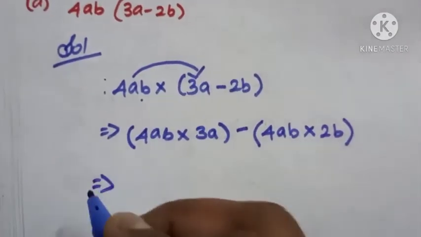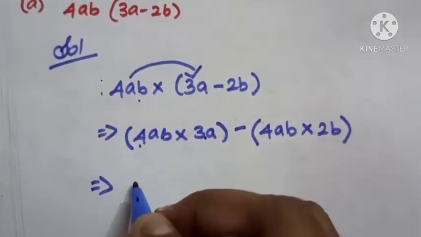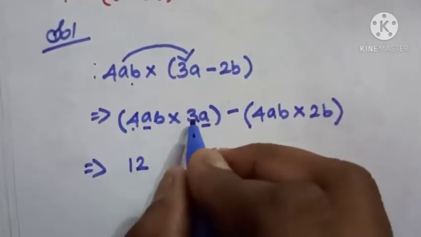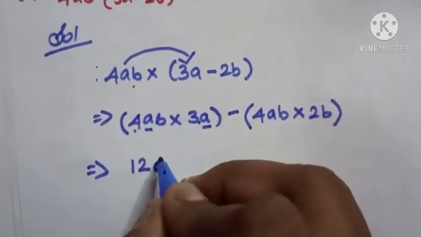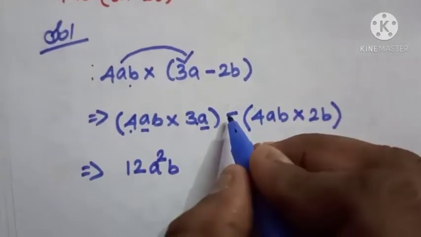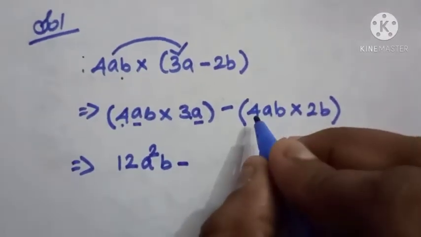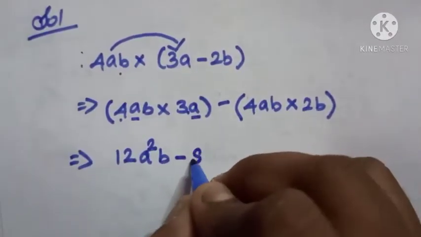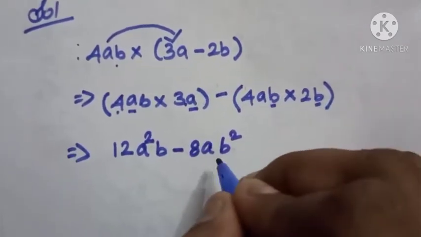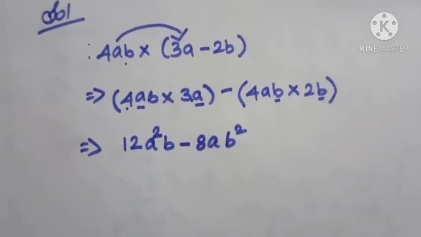Now first concentrate on the numbers. 4 3s are 12. And then for A, A into A, 1 plus 1, A to the power 2, and then B: A square B. Already we multiplied the symbols. So minus, now multiply 4 2s are 8, and A B power 2, here B is 1 plus 1, 2. So now you get the product: 12A square B minus 8A B square.